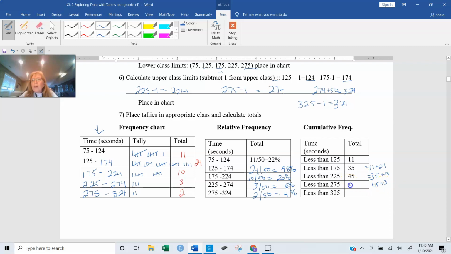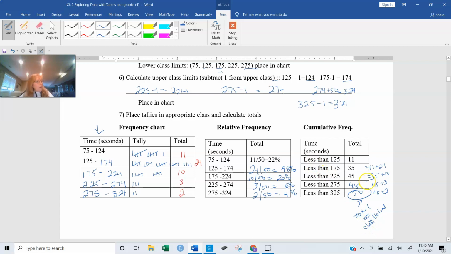45 plus 3 should have given you 48. And then 48 plus 2 would have given you 50. This last number has to be the total number of data values that you have. Okay, I hope you did well.